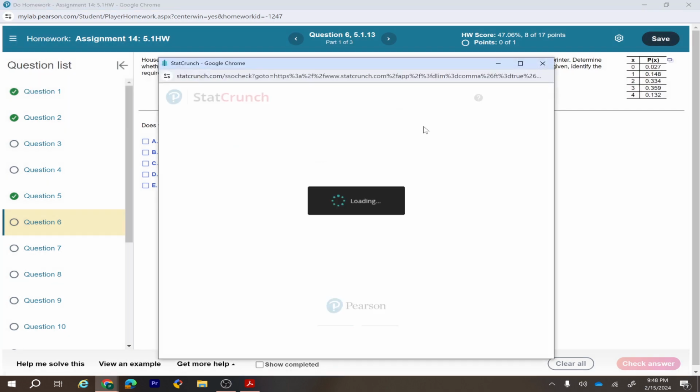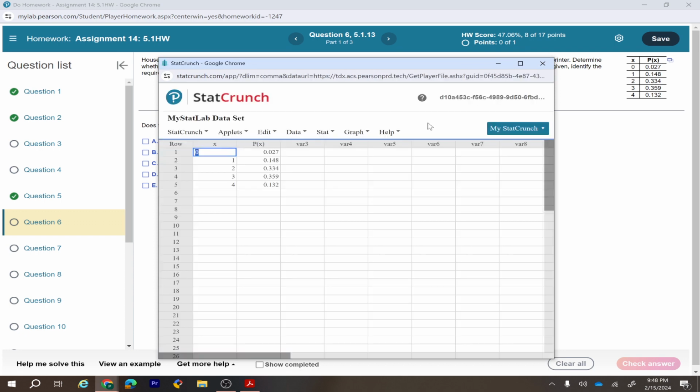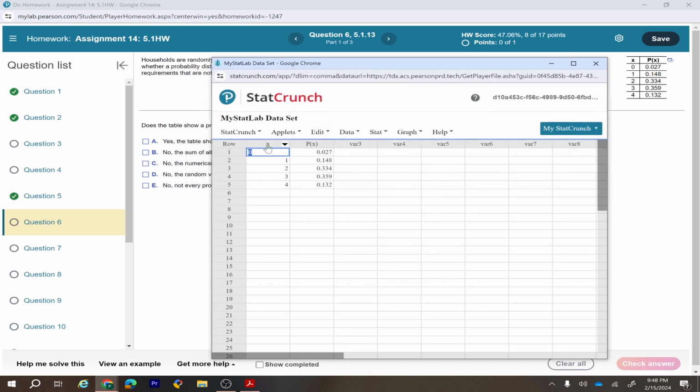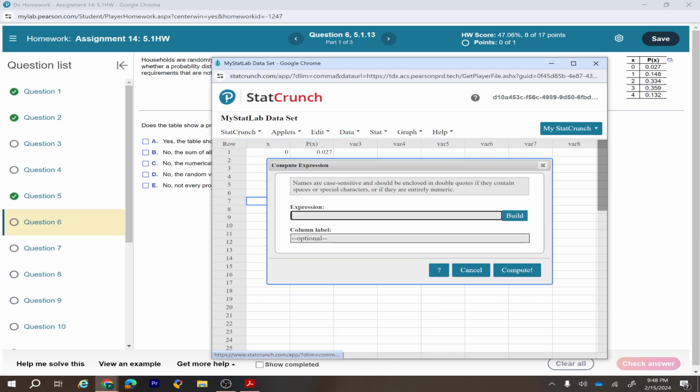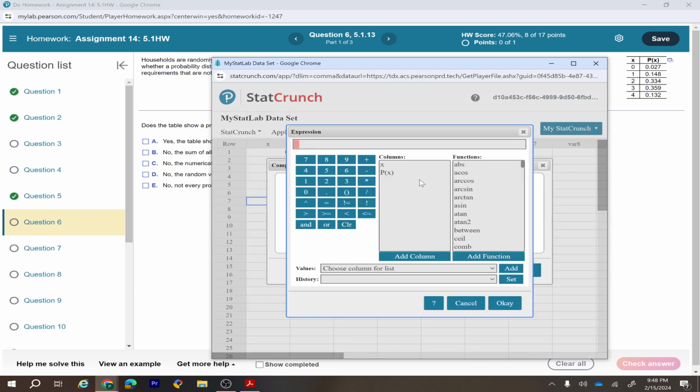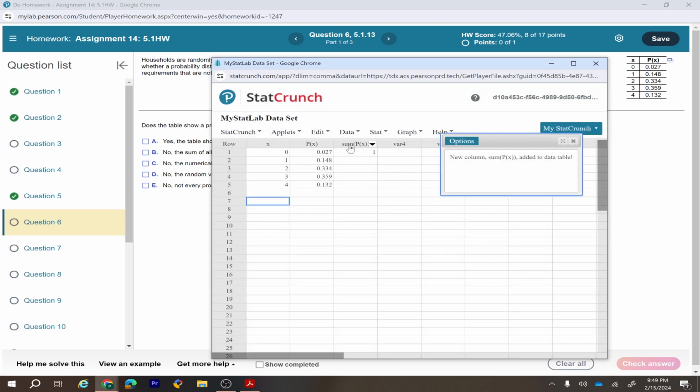You can open this problem in StatCrunch, and remember, to be a probability distribution, the variable has to be numerical. This is numerical in nature. The sum of this column has to be 1. I'm going to use Data, Compute Expression, and add this column, sum of p of x. If you go to the function here, you're going to find the sum function. That's going to help us add this column p of x, and give me the sum of p of x.